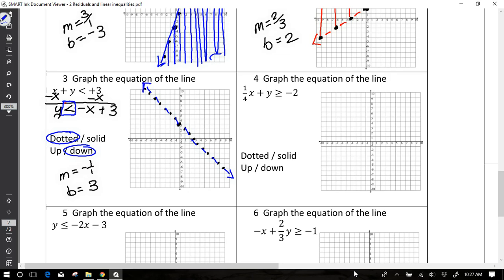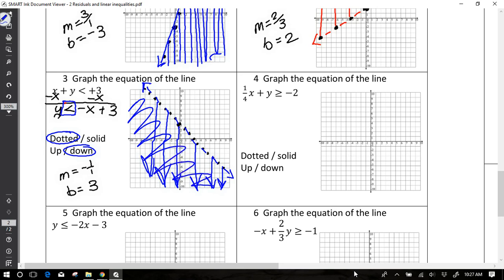Draw the line. And now I'm going to do my shading down. So I always like to start at my y-intercept and just go down, pick any points. As long as you're going down with your shading, you're good to go. Some people like to color in the whole side once they know what it is.